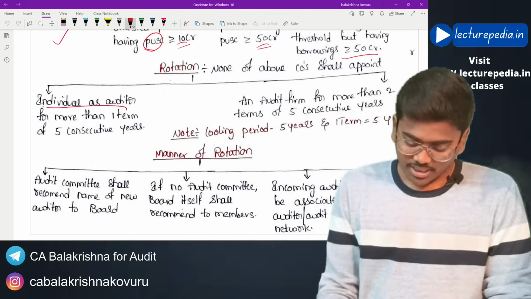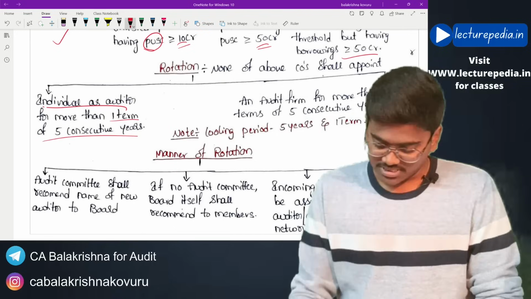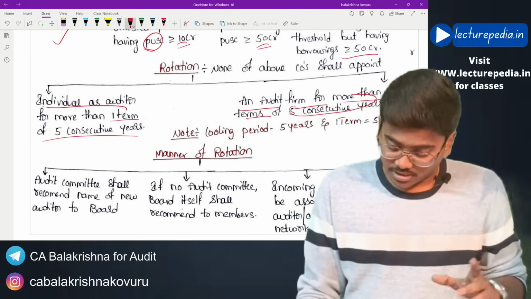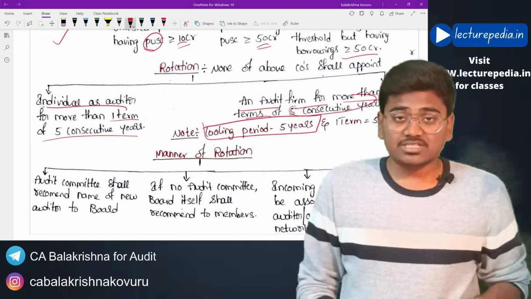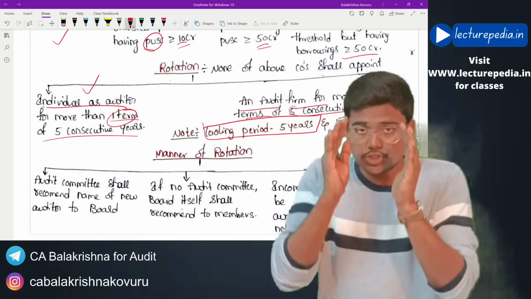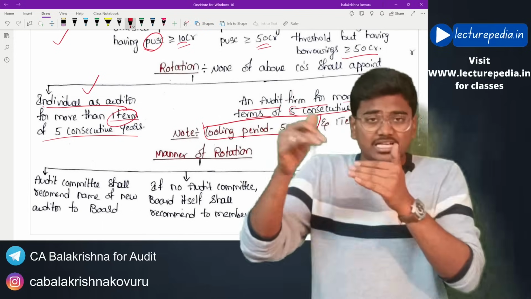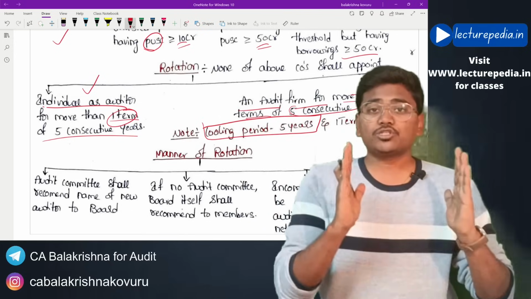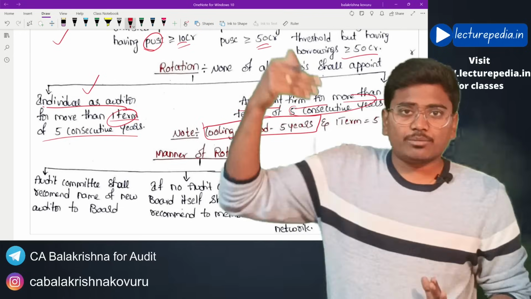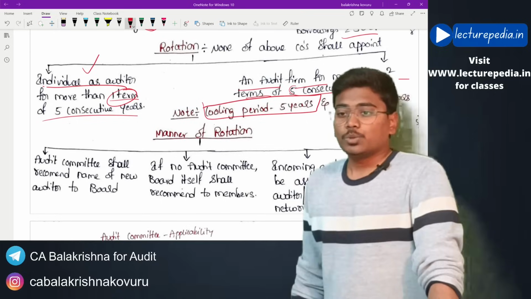See, an individual cannot be appointed as an auditor for more than one term of 5 consecutive years, and an audit firm for more than 2 terms of 5 consecutive years. Here the cooling period will be 5 years. That means after completing one term of 5 years for an individual, there should be a gap of 5 consecutive years. After that again he can be appointed. And in case of a firm, after completion of 10 years, there should be a gap of 5 years. After that again the firm can be appointed. And here you should remember one term is equal to 5 years.